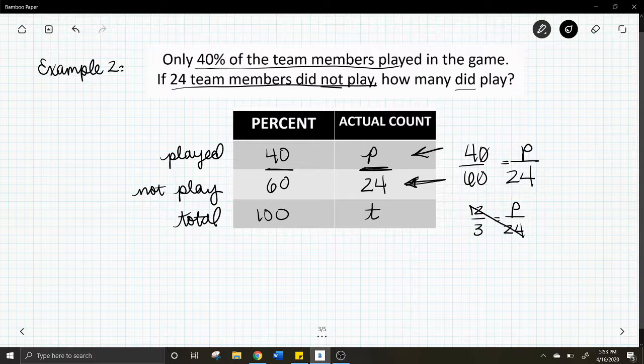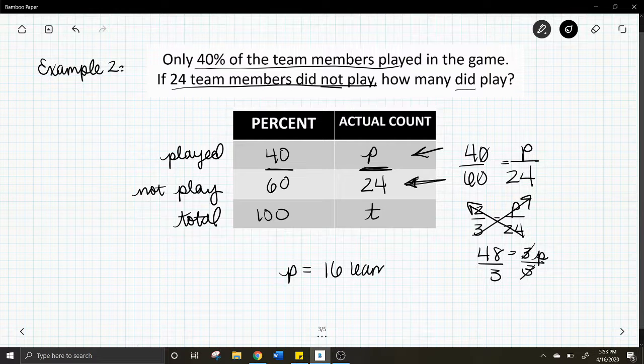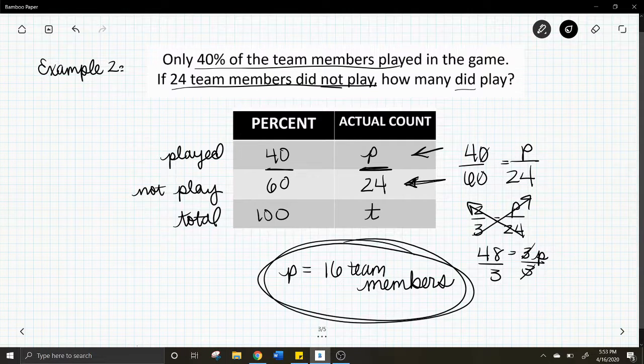Then we cross multiply, so 2 times 24 equals 3 times P. Okay, to solve for P, we would divide by 3 because that would help us solve it. And then we would find out that the number of people who did play was 16. So 16 team members did play in the game. All right. So your steps for this type of problem would be to make a percent box or a ratio box with percents, fill in the given information, find out what information you can, and then solve the proportion.